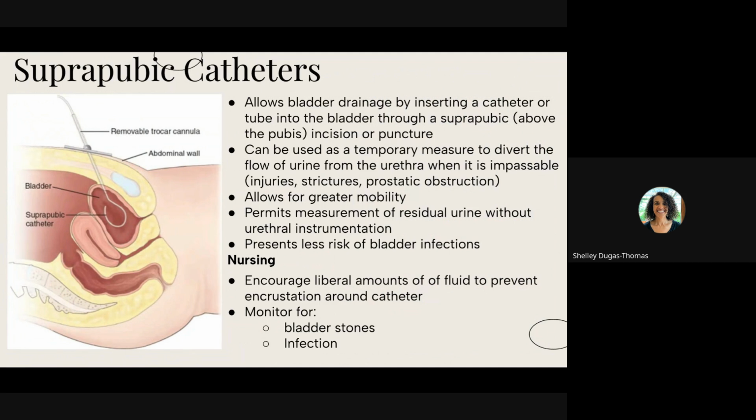This may be a temporary measure to divert the flow of urine from the urethra when the urethral route is impassable. This may be a result of injuries, strictures, prosthetic obstruction, or also after gynecological or other abdominal surgeries when bladder dysfunction is likely to occur. A permanent indwelling suprapubic catheter may be needed in the patient who is incontinent following a spinal cord injury.